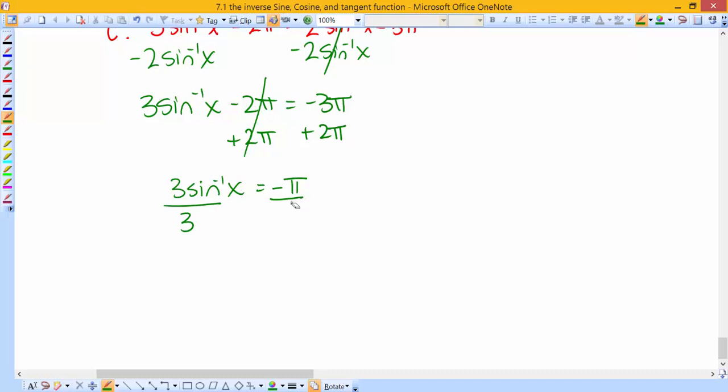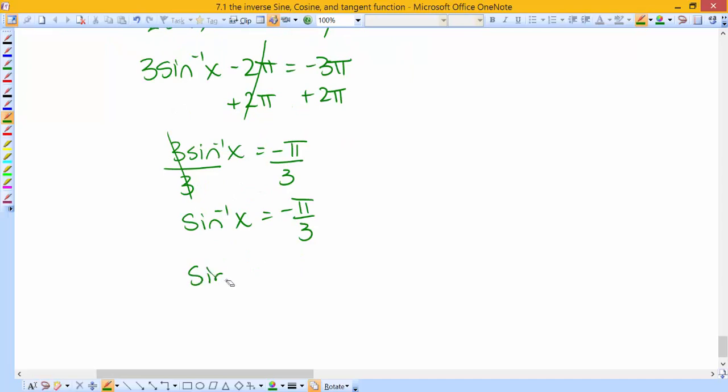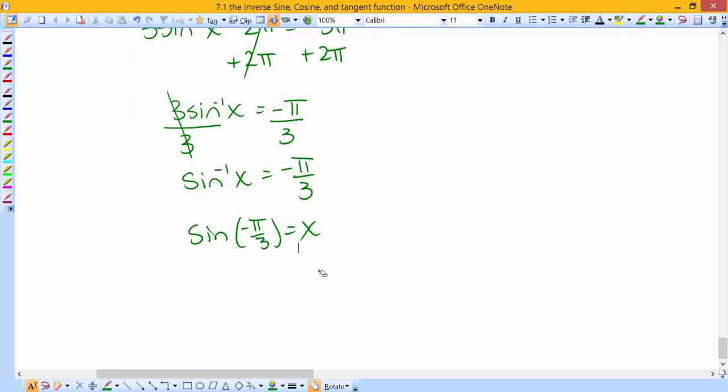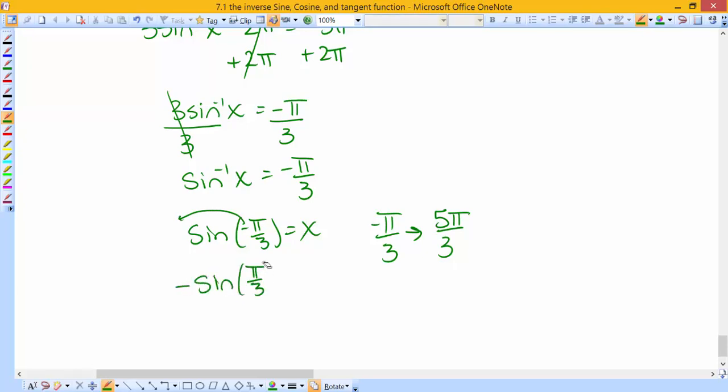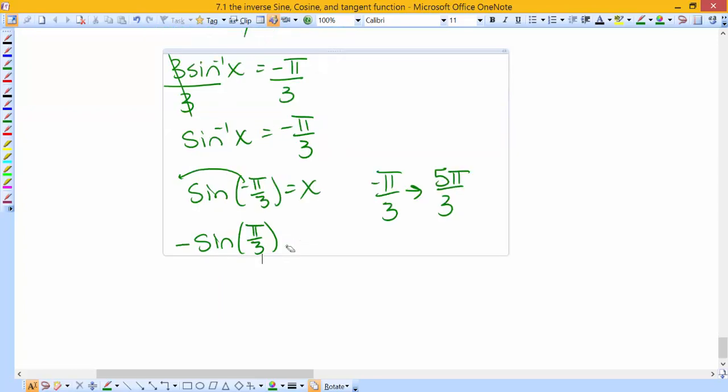I can divide by the 3 because it's being multiplied to sine. Sine inverse of x equals negative pi over 3. Now I'm going to undo the inverse. So sine of negative pi over 3 equals x. You should know where negative pi over 3 is. Negative pi over 3 is the same as 5 pi over 3, not 5, 5 pi over 3. Or you can use the fact that sine is odd and move the negative to the front. So this is negative sine of pi over 3. So the sine at pi over 3 is root 3 over 2. So negative root 3 over 2.